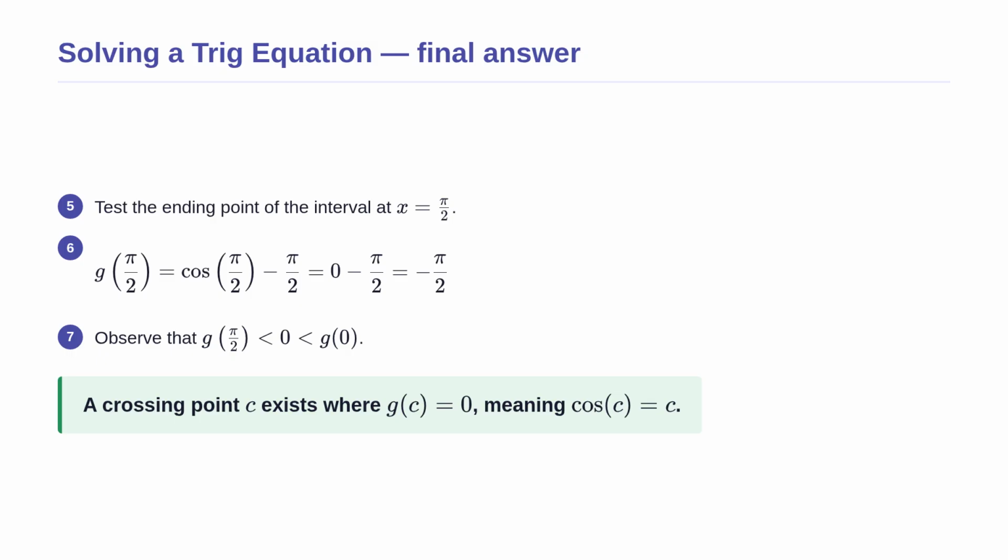Subtracting pi over 2 leaves us with a negative result. So, by the time our function reaches the end of the interval, it has plunged down to a negative height. Our ultimate goal was to find a point where the function equals 0. We have successfully shown that the function starts positive and ends negative.